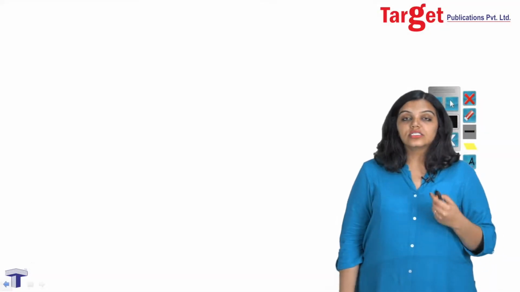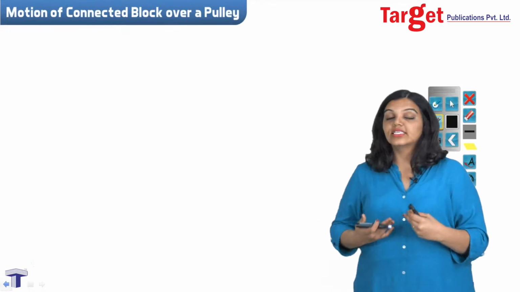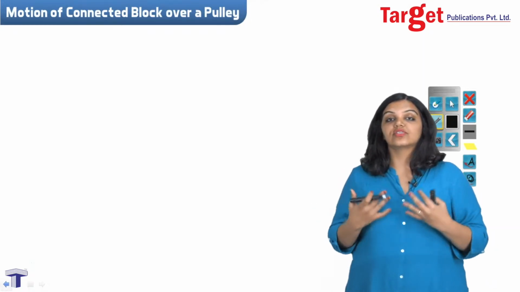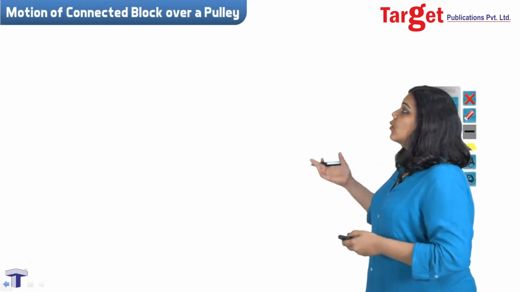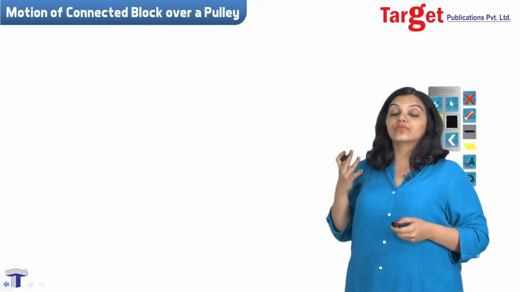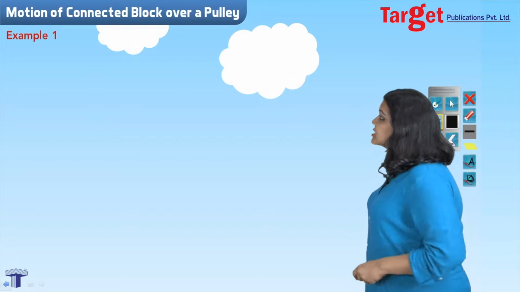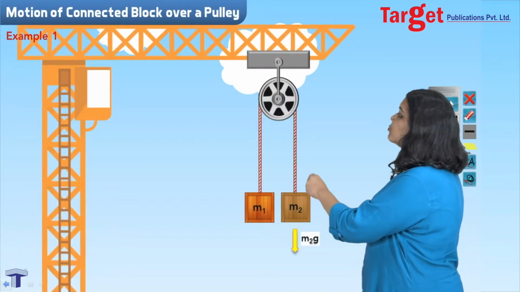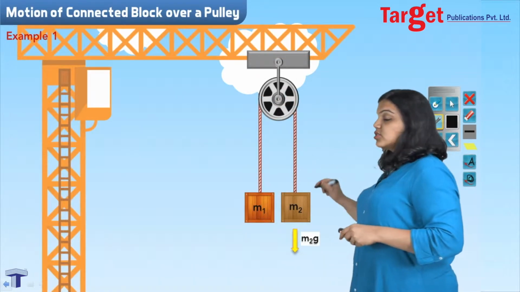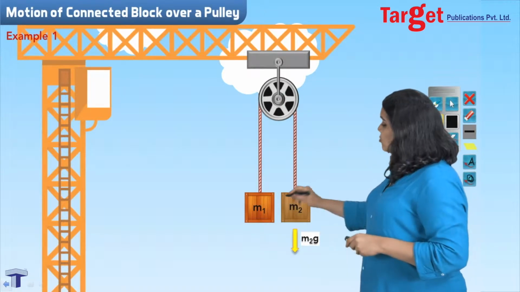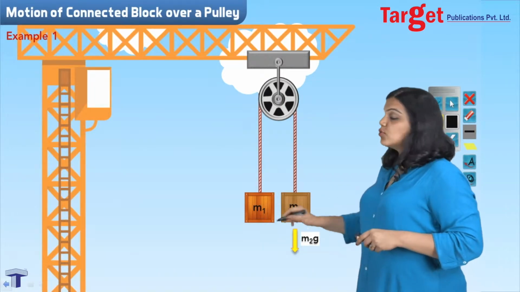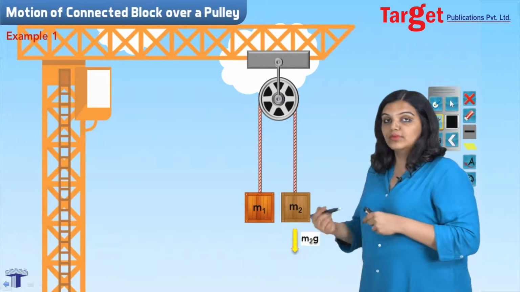Hello everyone, we continue with our exercise of trying to write down equations of motion for different systems. In this case, now we look at connected blocks over a pulley. So let's look at what our situation is. In this example, we have been given a pulley with two blocks. These two blocks are connected to each other through a string which passes over the pulley.